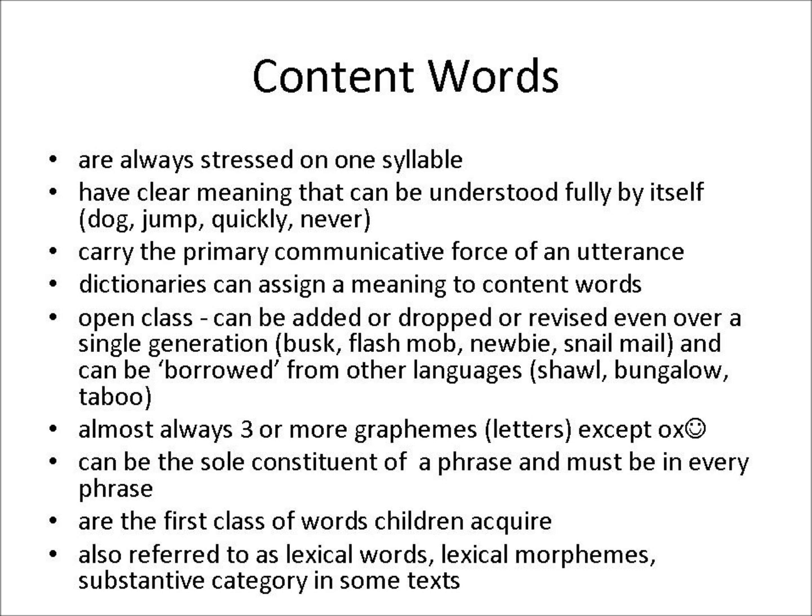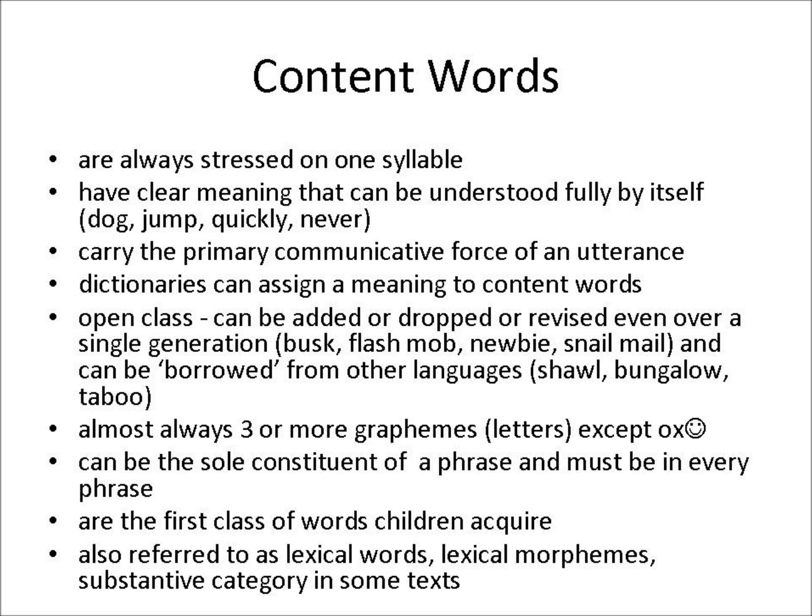Dictionaries can assign a meaning to content words that's usually fairly clear, although there are differences between the denotation, the dictionary, and the connotation that particular groups might feel about a word. They're an open class. We can certainly add more of them to the language freely. And they are almost always 3 or more graphemes or letters. I think ox is the only exception that has only 2 letters and is still a content word.